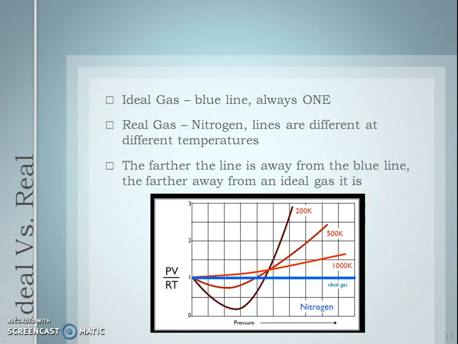He also talked about how in an ideal gas, PV equals nRT, this ideal gas would be this blue line. It would always be 1, right? Think about that 1 atmosphere, that's where we kind of get our STP from. But a real gas, like the nitrogen lines, depending on the temperature, your pressure and your molecules are going to move slightly differently. So the farther the line is from that blue standard line, the farther away that gas will be from an ideal gas.